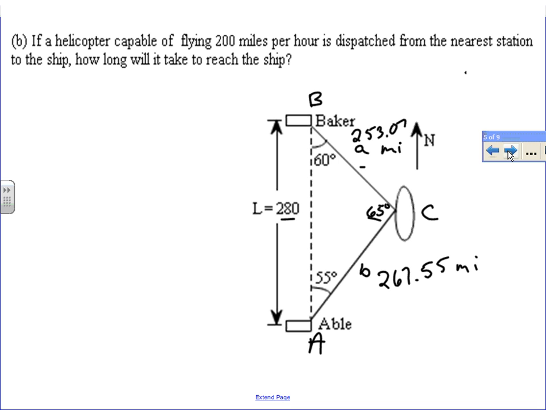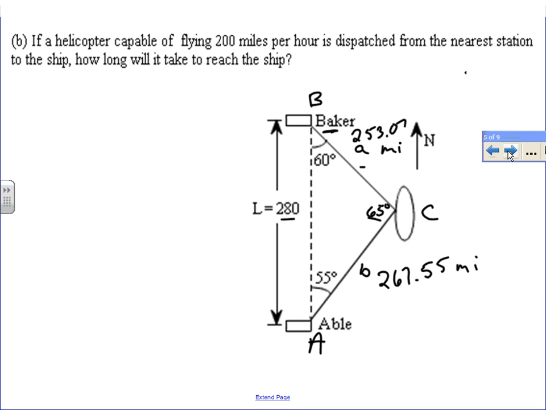Alright, it says if a helicopter capable of flying 200 miles per hour is dispatched from the nearest station to the ship, how long would it take to reach the ship? Okay, so notice it did say the nearest one, right? And so the nearest one, I said it would be Able, but it would actually be Baker, because I was thinking little a would go with big A, but Able would be further. So the closest one would be the Baker.